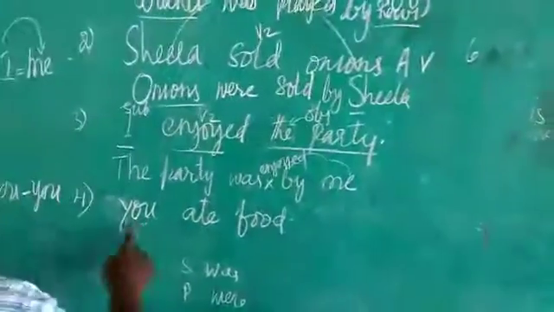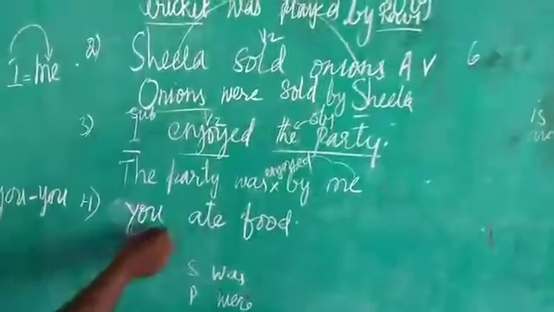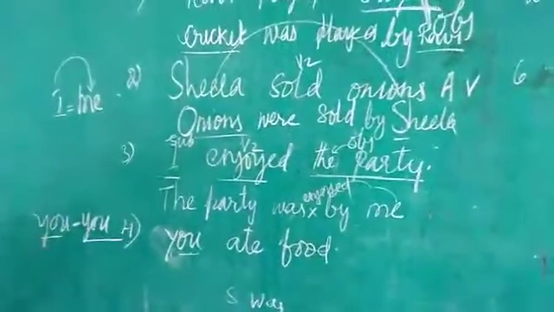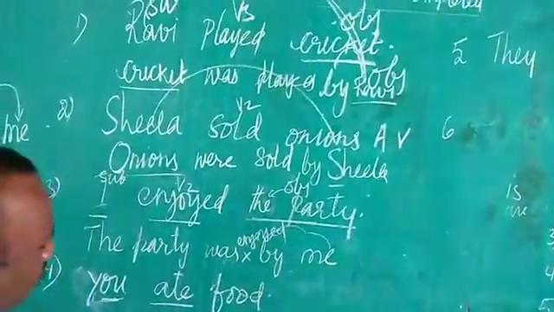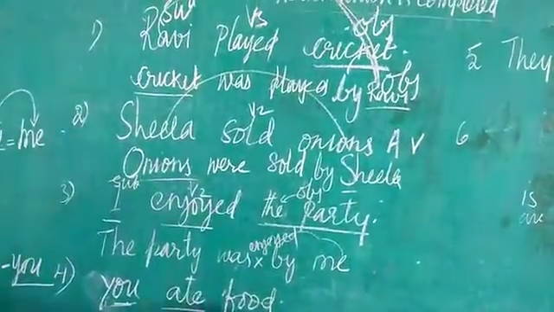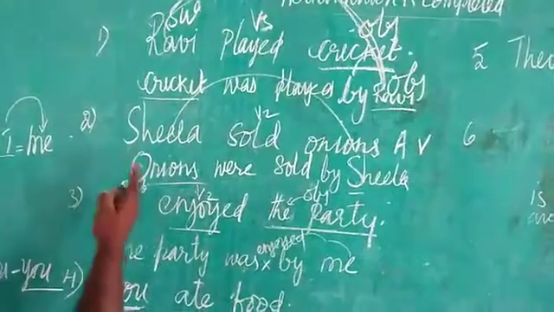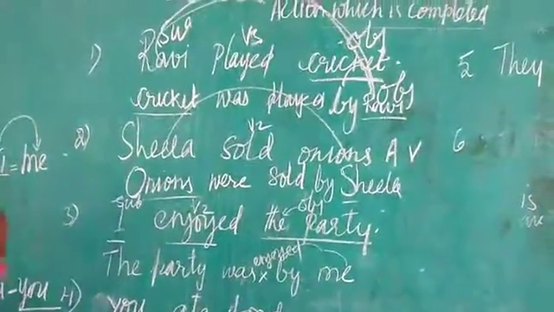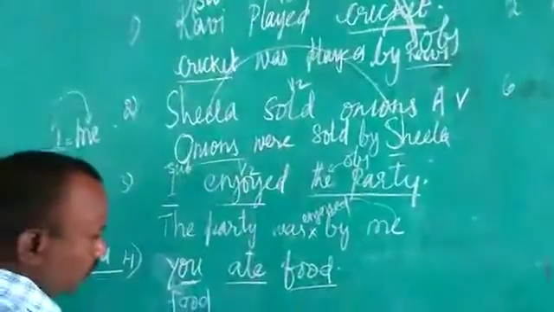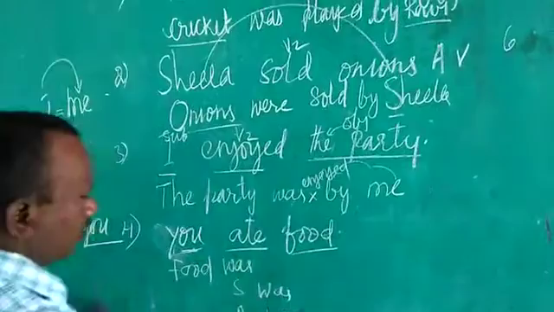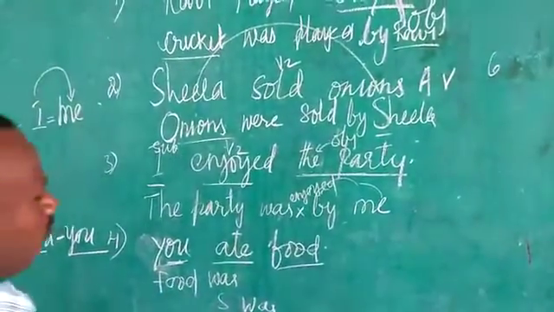We'll go with one more example here, children. "You" will remain "you" only. This is the subject, this is the V2 form, and this is the object. So the object becomes the subject according to the rule here. Food. Take it with a capital. Food is singular, right? Food is singular. So what do you take? "Was." Next, what is the V3 form, children?